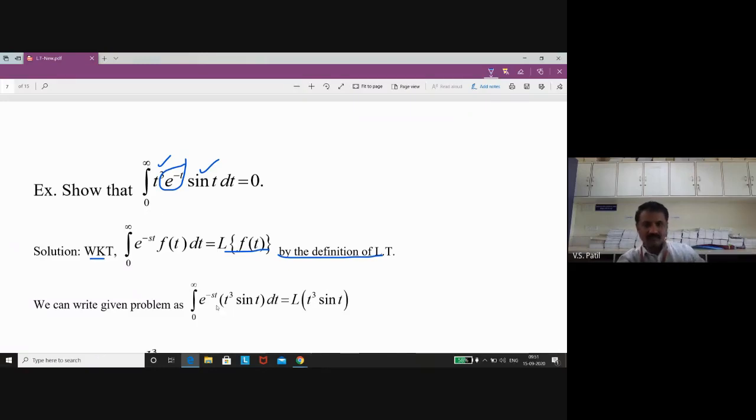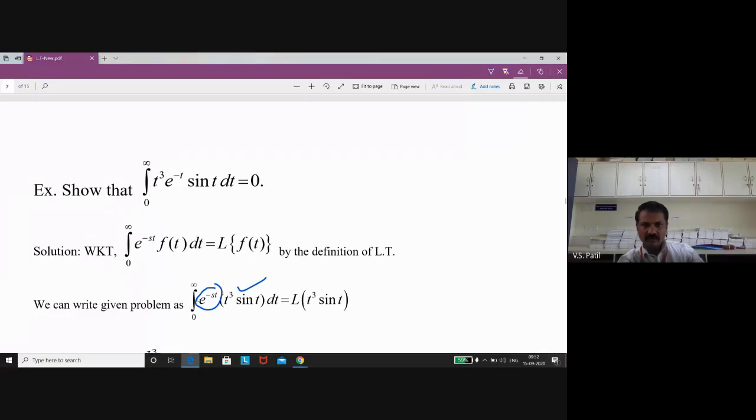Then the function t cube into sine t we will keep as it is. In place of e to the power minus t, to use the basic definition, I will write this as e to the power minus st only, so that we can use the basic definition. Now what happened here? What happened, you tell me? Yes, can anybody?